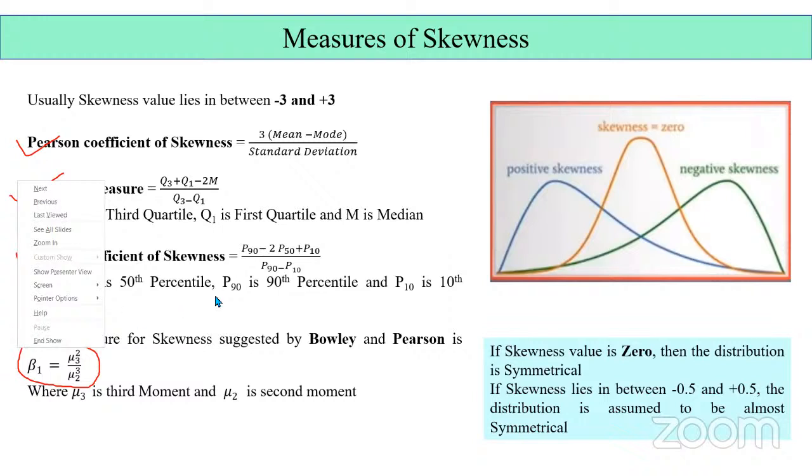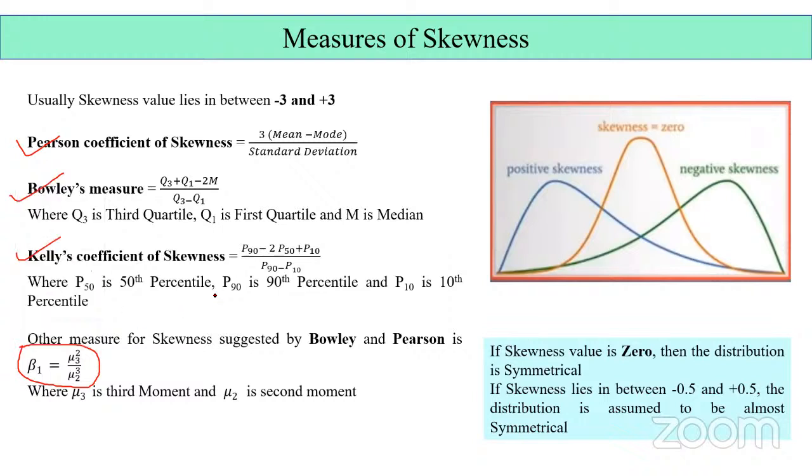Okay. And the second question, sir: when we calculate with this formula, we'll get one number. How will we interpret this number with the skewness? How will we define it, sir?